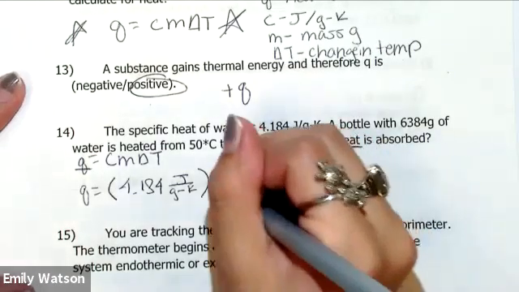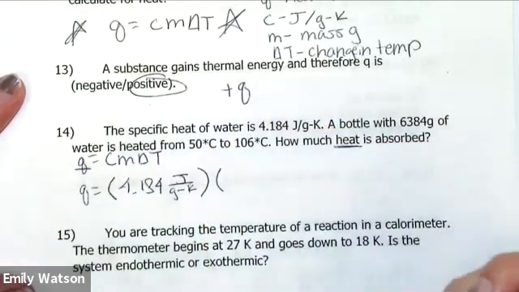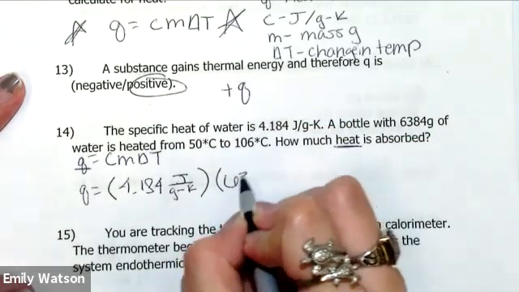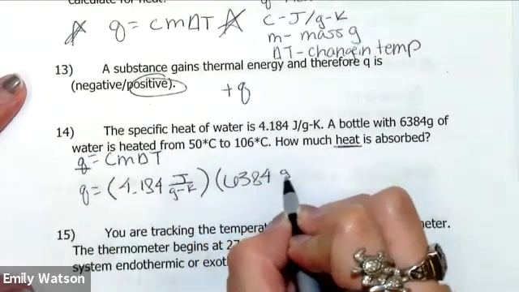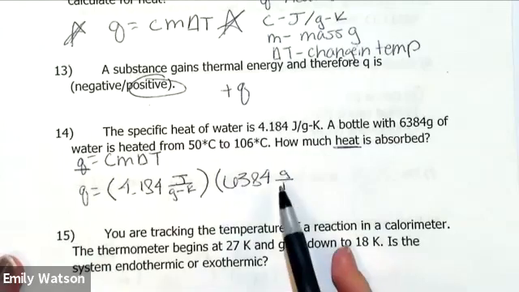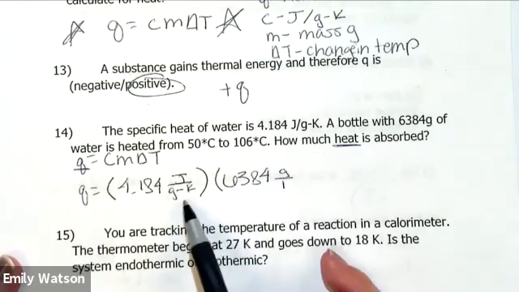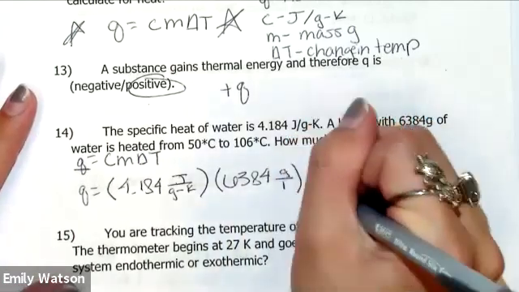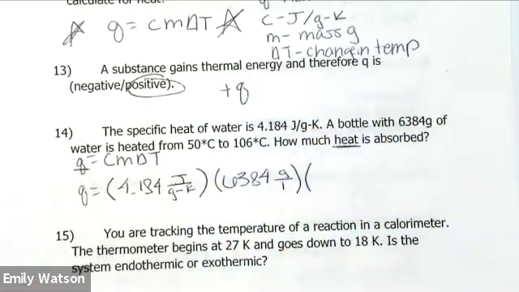What's our mass? 6,384 grams, and I'm putting it over 1. That's weird. I'm just putting the 1 there as a placeholder in the denominator so that I can show you visually how the units cancel out and you end up with just joules. What's the change in temperature?